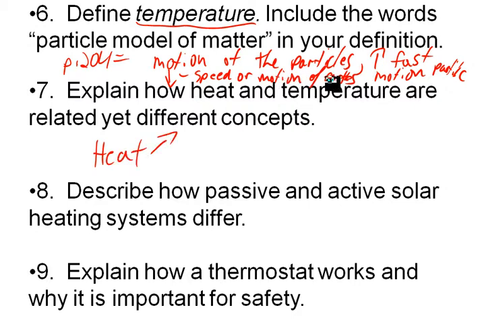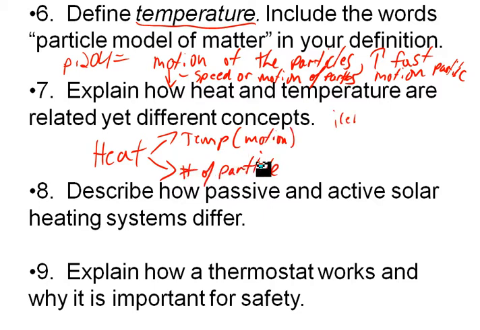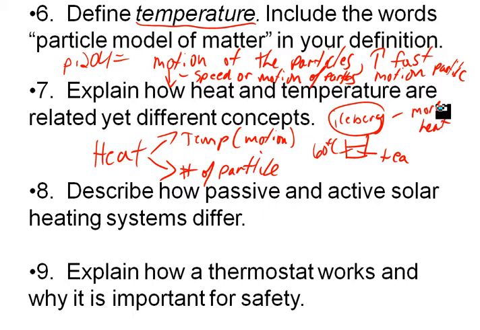Explain how heat and temperature are related, but yet different concepts. Heat is two things: the number of particles a substance has plus their temperature, in other words, their motion. So something big like an iceberg can have more heat than a cup of tea at 60 degrees Celsius. So the iceberg has more heat. I know it sounds weird, but it's true. Why does it have more heat? Because it has way more particles. Whereas what is temperature? Temperature is just, as we defined before, the motion.